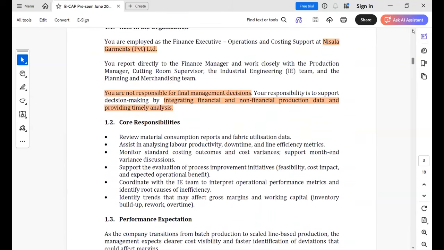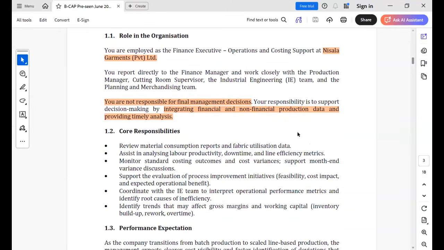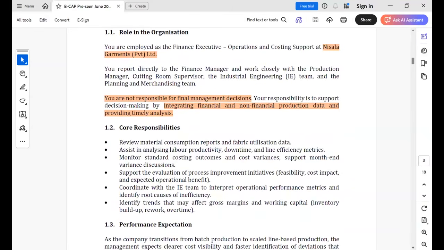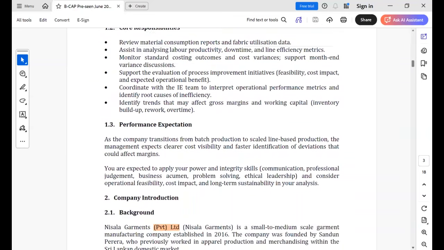Now, if you go to the beginning, this is Nisala Garment Private Limited. When you read the name, what should immediately come to your mind is that this is a private company, not a Colombo Stock Exchange listed company. And you are a finance executive, not the director or the managing director. So what they expect from you is a set of information for a final management decision, because you are not responsible for the final decision. You have to analyze, identify the issues, and suggest solutions.